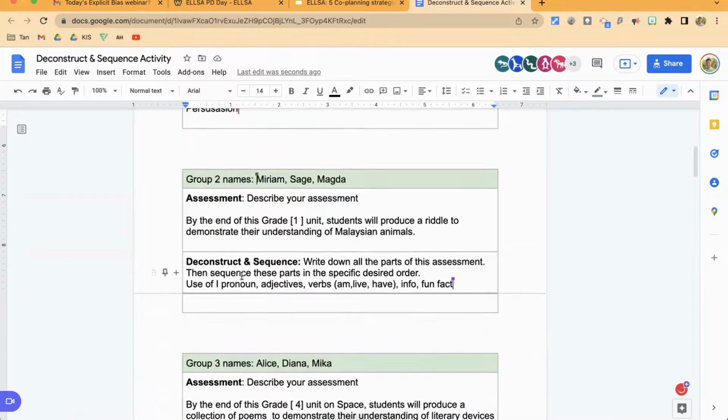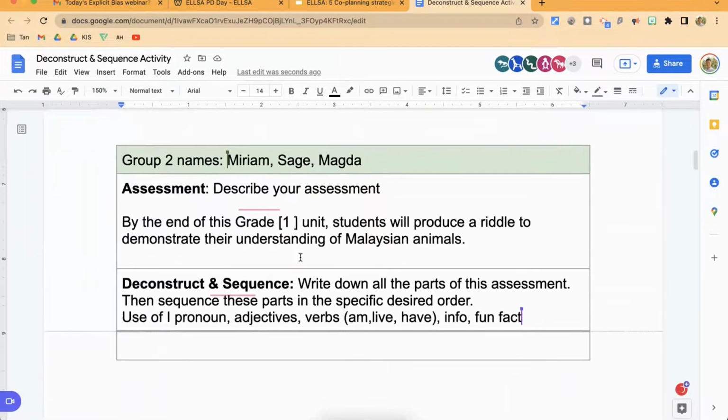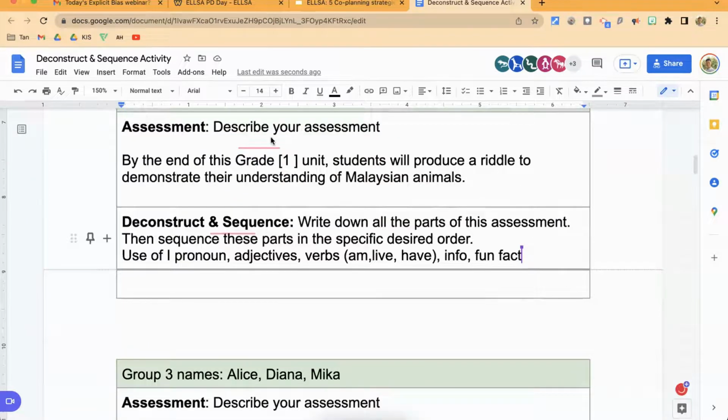Let's look at Miriam's and Magda's. By Sage as well. By the end of grade 1 unit, students will produce the riddle to demonstrate their understanding of Malaysian animals. How cute. So here's how they can sequence.